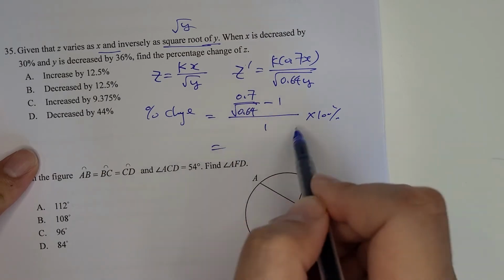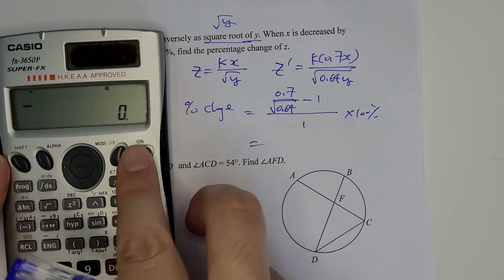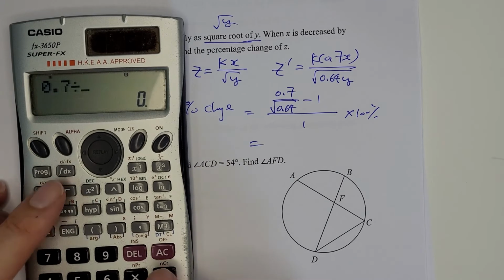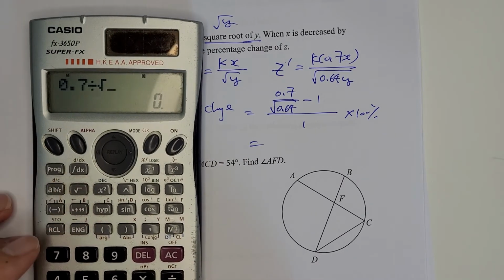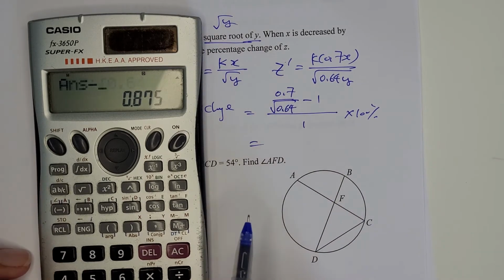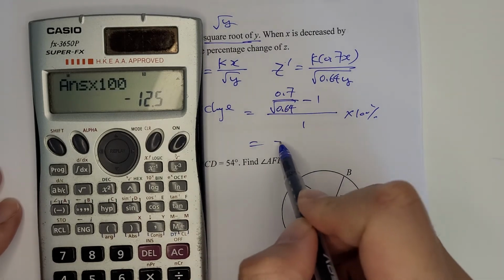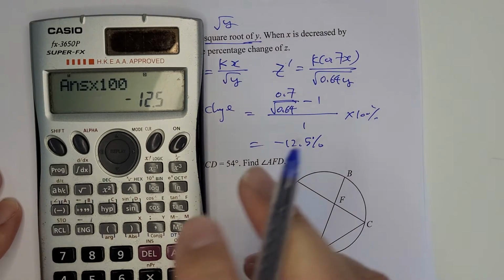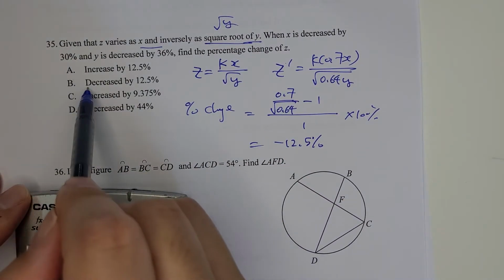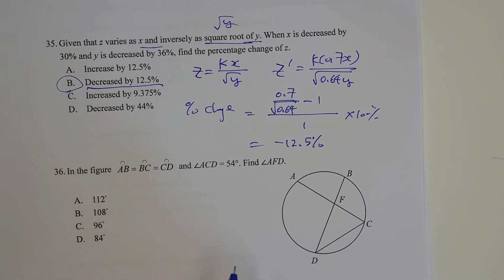So you can use this relationship to find the percentage change. 0.7 divided by square root of 0.64, and then minus 1, divided by 1, times 100%. So negative 12.5%. That means decreased by 12.5%. So the answer is B for boy.